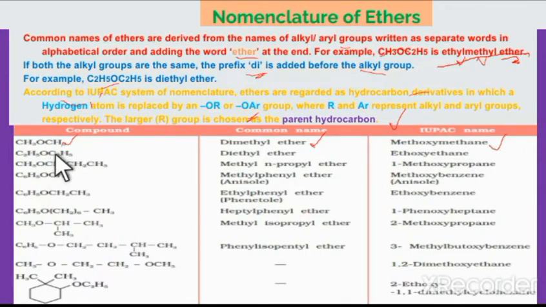The next one is C2H5OC2H5. In this case, diethyl ether is the common name, and the IUPAC name is ethoxyethane. Both of these compounds come under the symmetrical ethers.